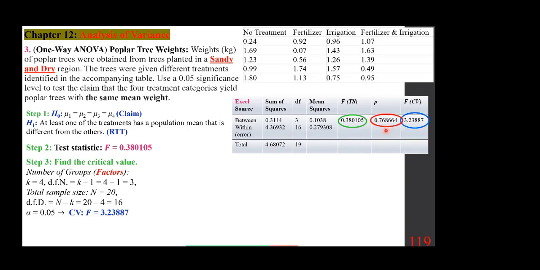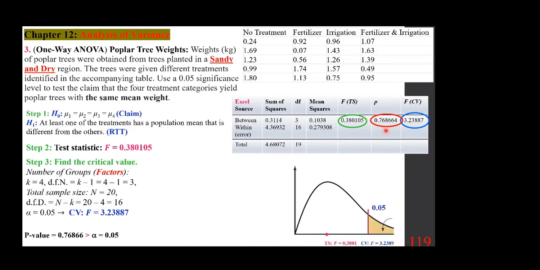It's way larger than alpha. And you can look at the p-value or compare the critical value to the test statistic. Look at the test statistic, way into the non-rejection region. As far as the p-value is concerned, this is the area to the right of this test statistic, which is this huge area, which is 0.76866, and fail to reject H0.